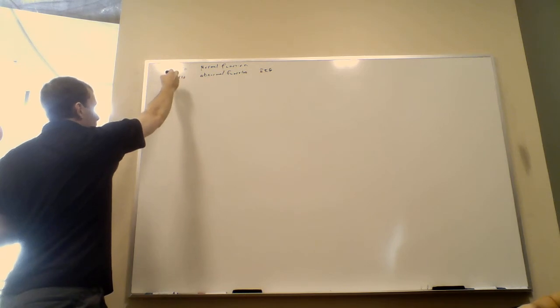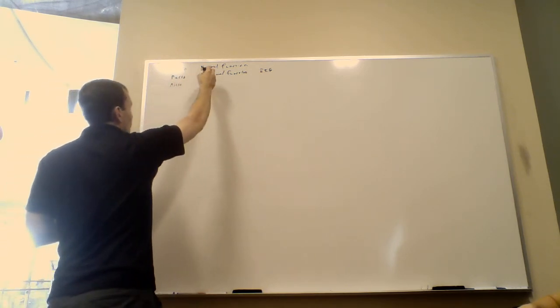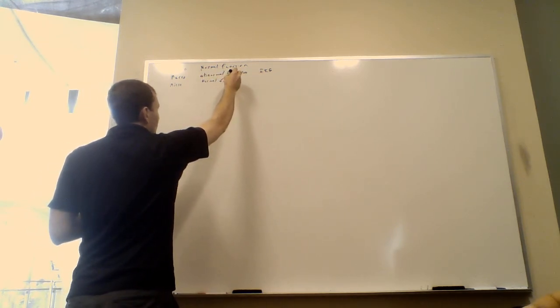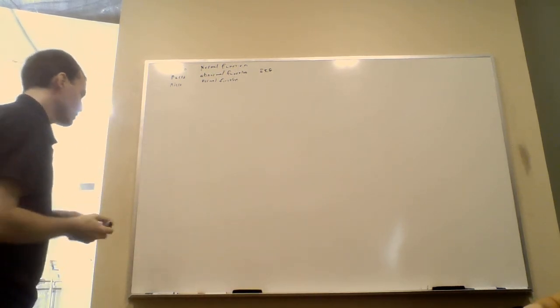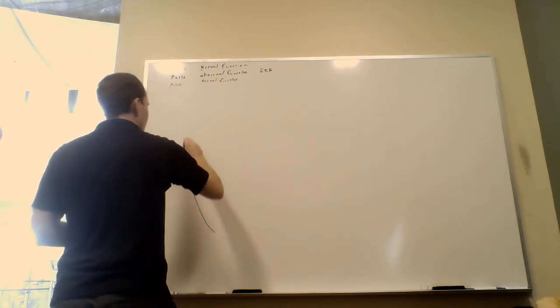After that, we will then go into the microscopic normal function. And that's when we'll talk about all the ions and all that jazz. So first, what is going on in the normal heart?